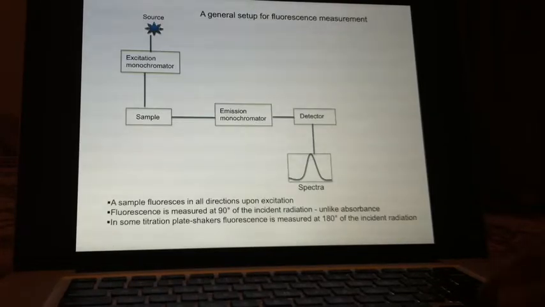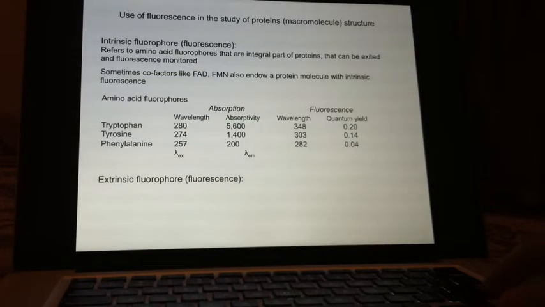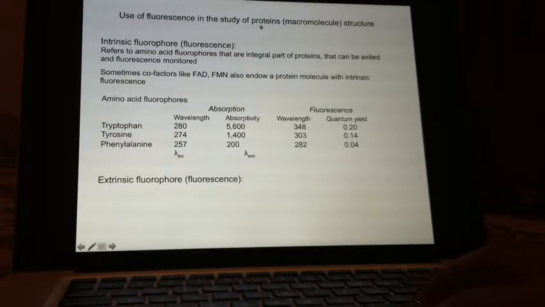So I will not talk about the source and setup of the instrumentation. I will directly go to the use of fluorescence in the study of the structure of a protein, which is a macromolecule. Now, there are two methods by which we can measure the changes in the structure of protein. One is intrinsic fluorescence, and the other is extrinsic fluorescence.